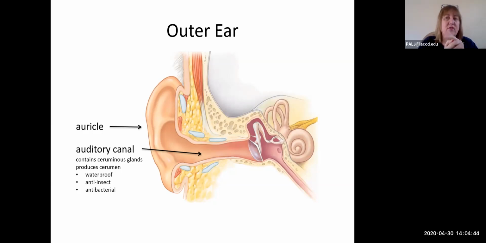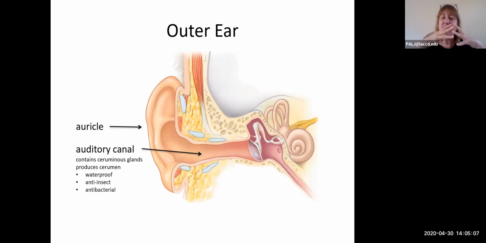In the outer ear, there's really two structures only. The outer exposed part of the ear is called the auricle, or can also be called the pinna. And then you can see the opening, which is going to lead you into the temporal bone, and that's called the auditory canal or the external auditory canal.